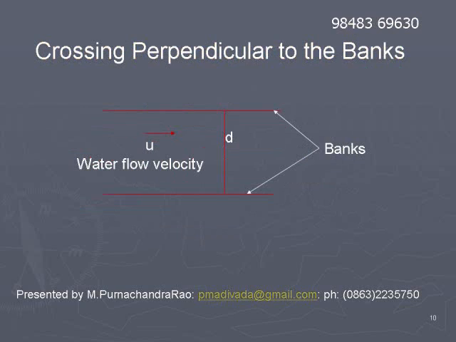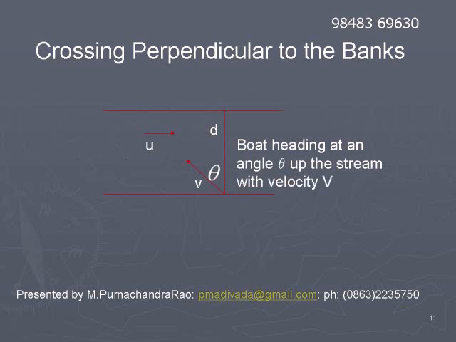Crossing the river perpendicular to the banks. Here u is the speed of water with respect to earth. V is the velocity of boat with respect to water.